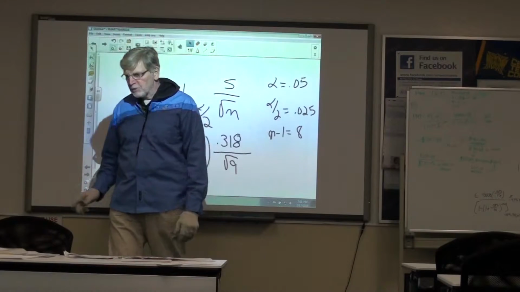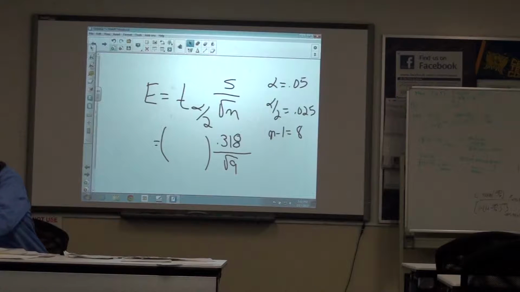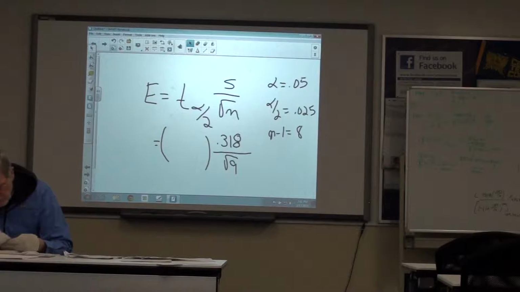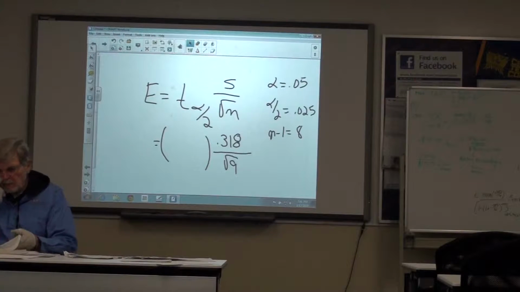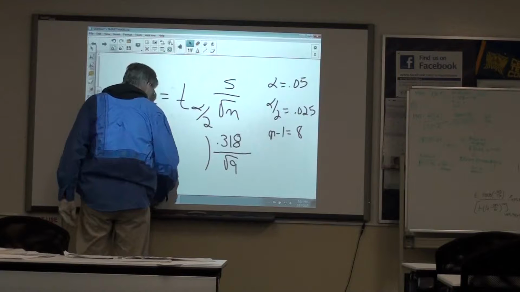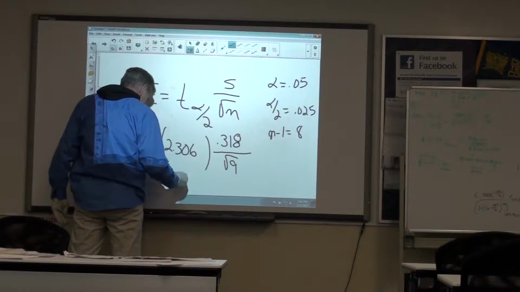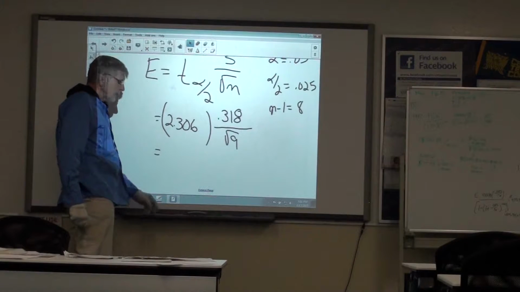So we find the intersection, the matching point, for n minus 1 equal to 8 degrees of freedom with a 0.05. I've got mine, so we'll see what anybody else got. What number did you get? 2.306. So you do the arithmetic and you get your E, from which you can easily construct the interval.